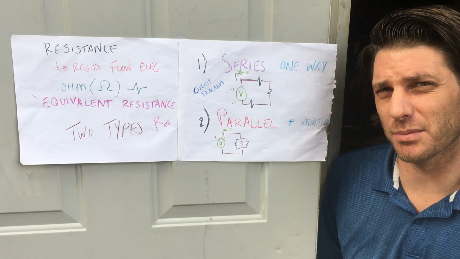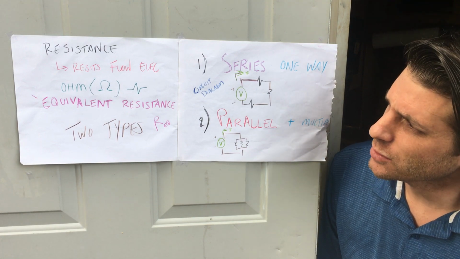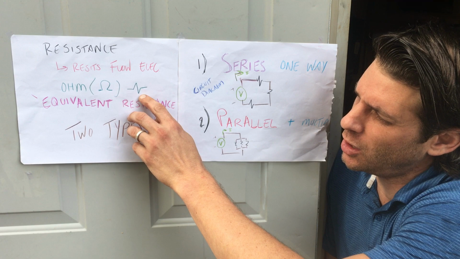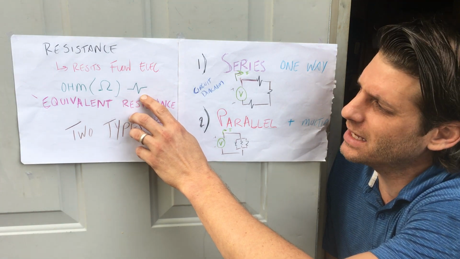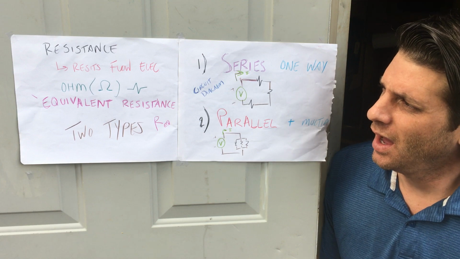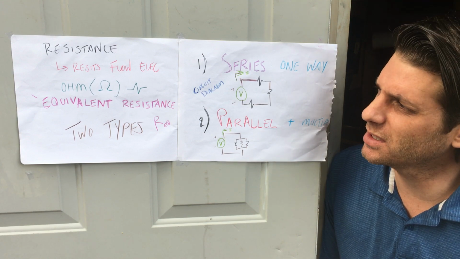Resistance, as the name implies, is going to resist that flow of electrons. So that's going to be measured in ohms, and shown as this in the electrical circuit diagram.